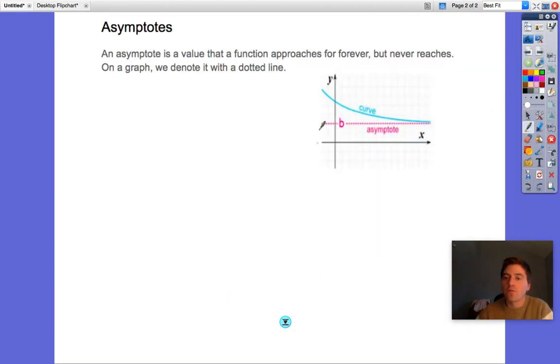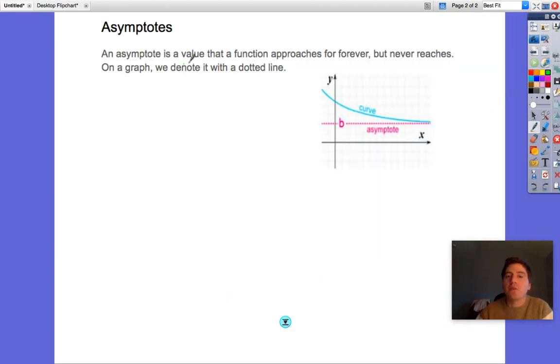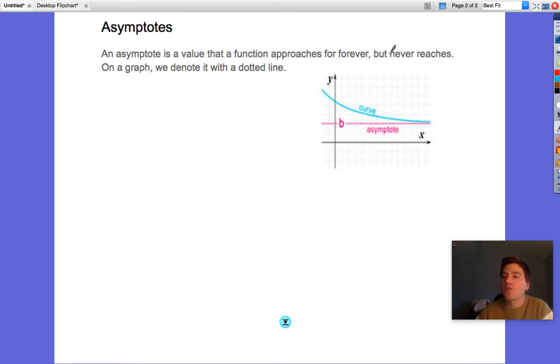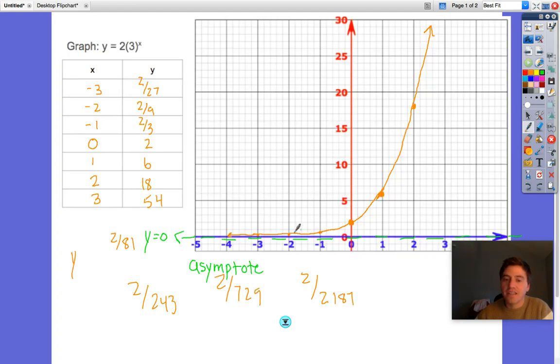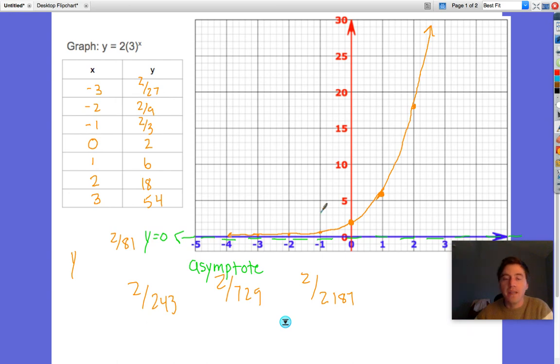So quick little formal definition here. An asymptote is a value that a function approaches for forever, but never reaches. On a graph, we would denote it with a dotted line, so just like this. So this curve is heading towards this asymptote, and we're just saying with this dotted line that it's heading towards this value, but it's never going to reach it. Just like this. It's getting smaller and smaller and closer to zero, but it will never be nothing. So a little dotted line there.